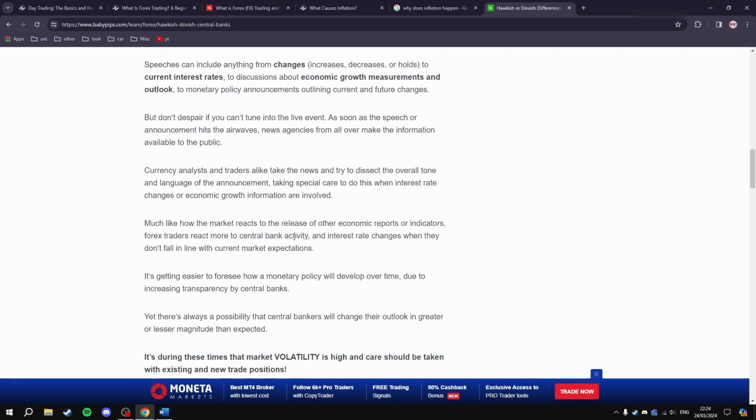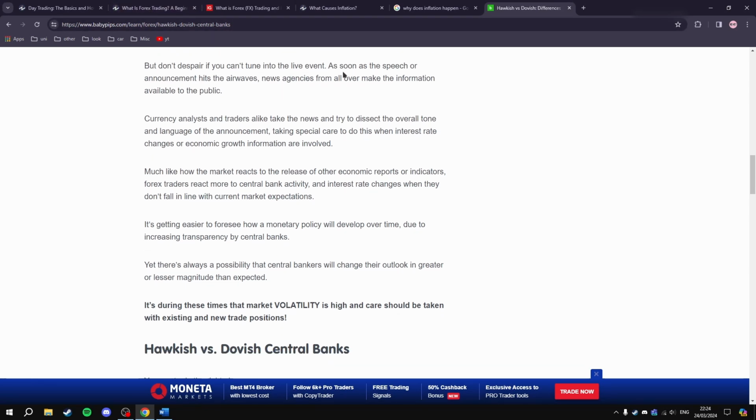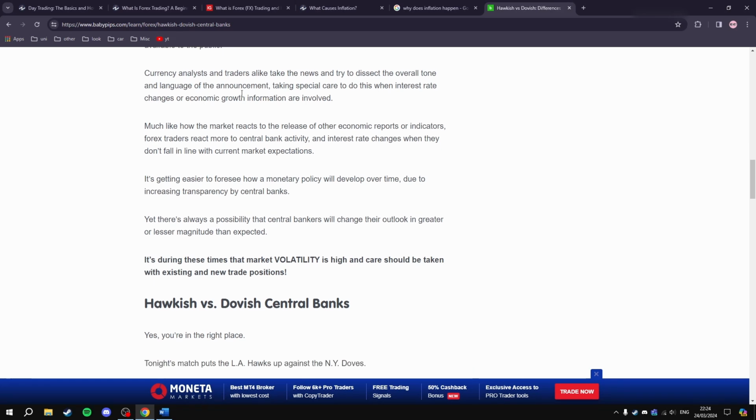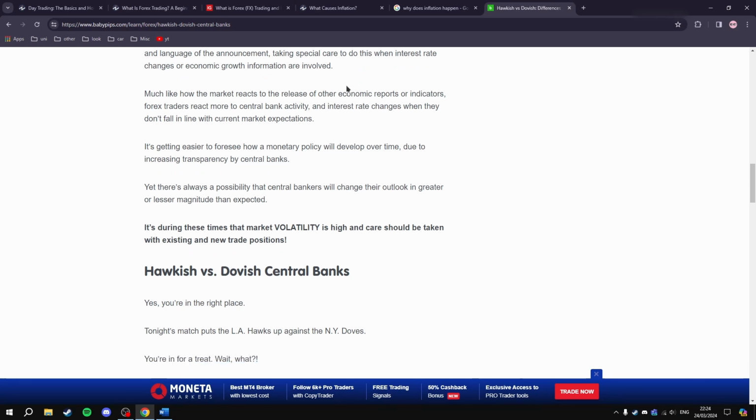Speeches can include anything from changes, increases, decreases, or holds to current interest rates, to discussions about economic growth measurements and outlook, to monetary policy announcements outlining current and future changes. But don't despair if you can't tune into the live event. As soon as a speech or announcement hits the airwaves, news agencies from all over make the information available to the public. Currency analysts and traders alike take the news and try to dissect the overall tone and language of the announcement, taking special care to do this when interest rate changes or economic growth information are involved.